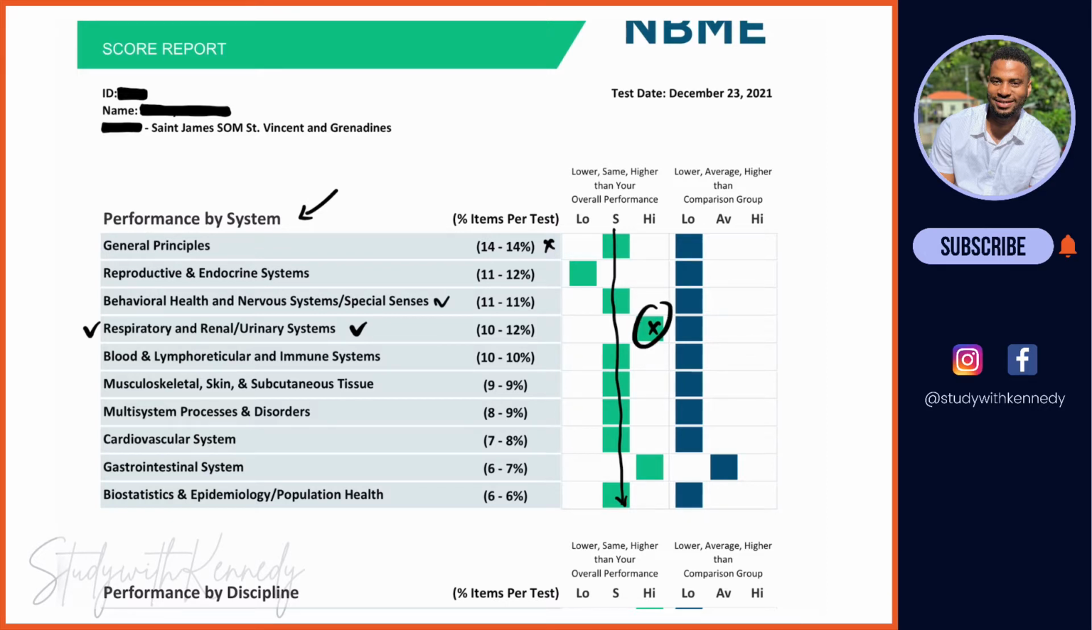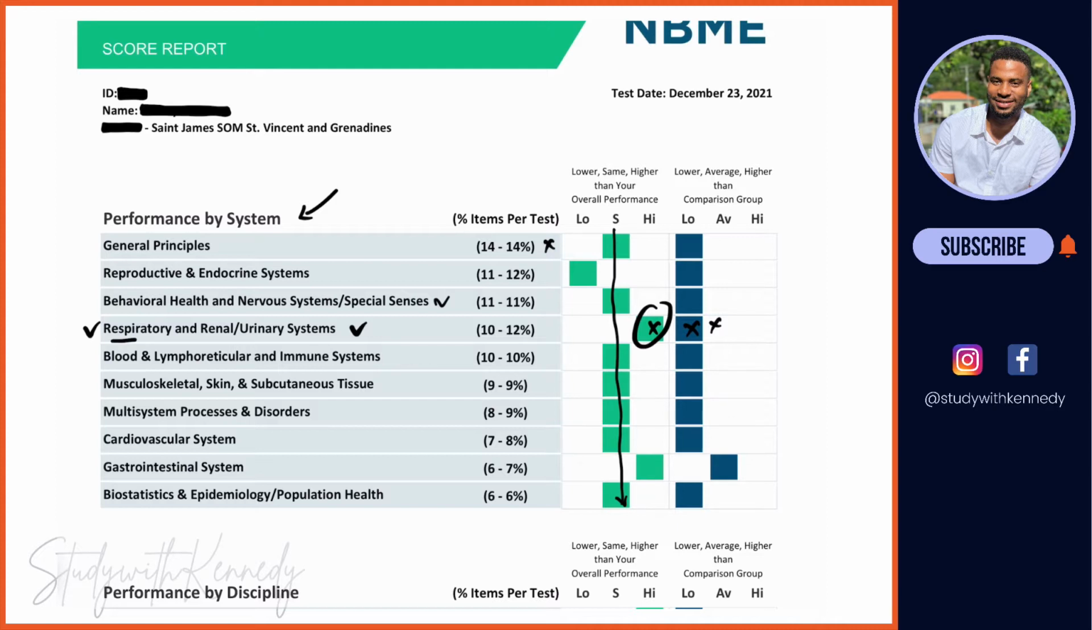But that is not too important to us. What we are asking is, how does this respiratory system compare to the group? Even though respiratory system is higher than every other organ system, look at this. It is still low compared to everybody else that writes the NBME. So you begin to ask yourself, am I supposed to work on respiratory system?